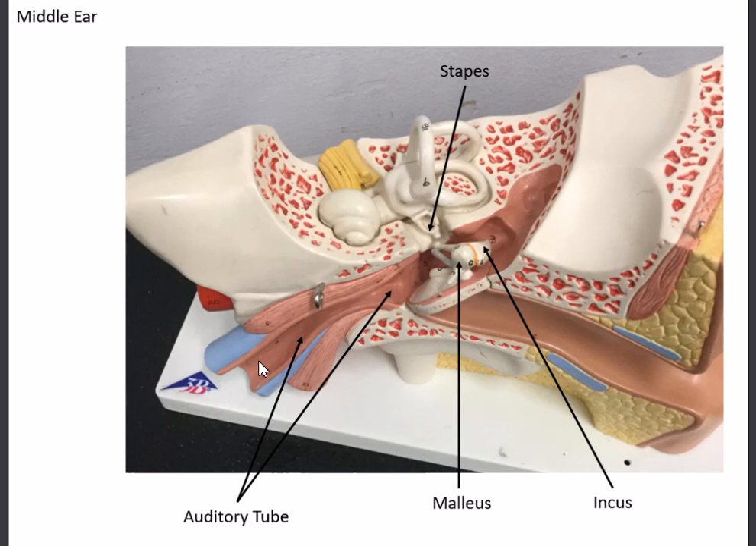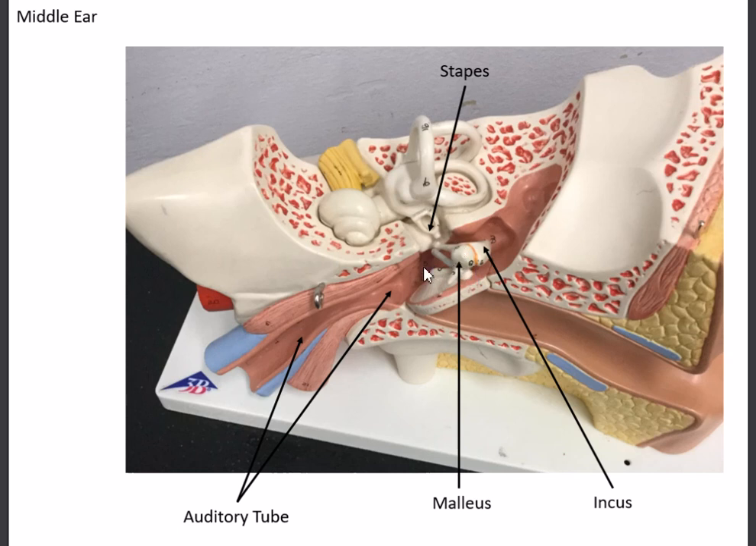Clinically, this is important too. When somebody gets a viral infection in the throat, let's say, the pharyngitis, we call that, the virus can make its way back up here and enter the middle ear and cause an ear infection. Right? We call that otitis media.